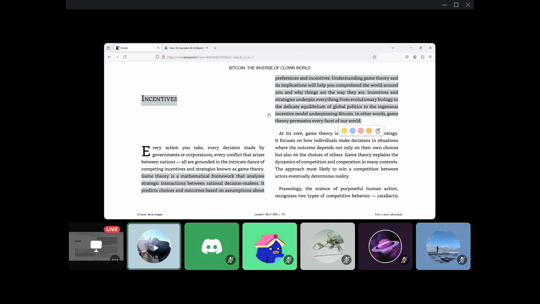Understanding game theory and its implications will help you comprehend the world around you and why things are the way they are. Incentives and strategies underpin everything from evolutionary biology to the delicate equilibrium of global politics to the ingenious incentive model underpinning Bitcoin. In other words, game theory permeates every facet of our world.